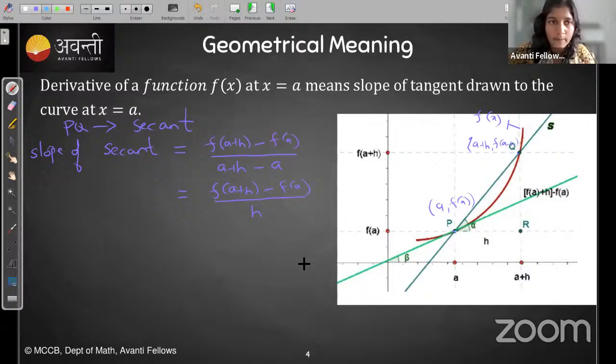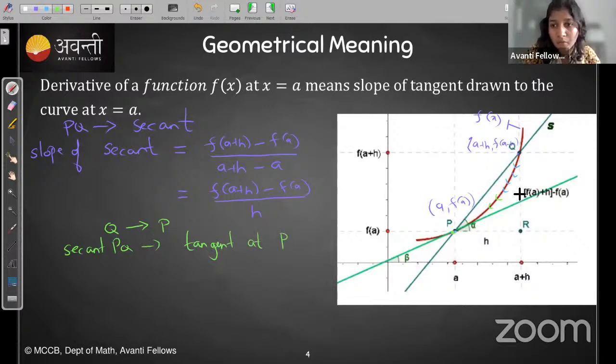Now tell me, what can we do? Just observe this graph. As Q moves towards point P, what will happen to this line PQ? As this point Q moves along the curve towards point P, line PQ will coincide with the tangent at the point P. So as point Q moves towards P, the secant becomes the tangent to the curve at the point P. Therefore, secant PQ will convert into the tangent at P.